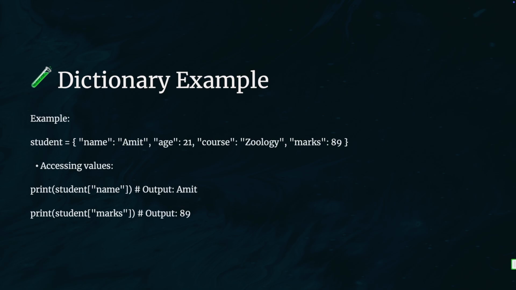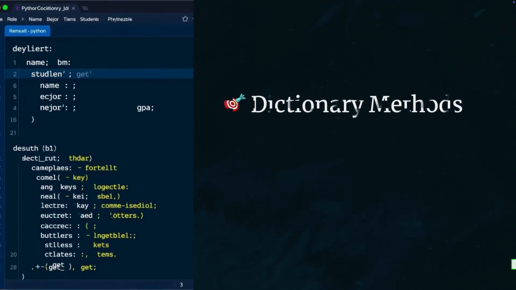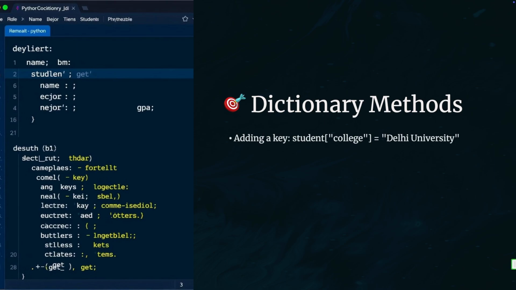Okay, cool. So dictionaries are not fixed, right? You can change them up. Oh, absolutely. That's one of the great things about them. They're dynamic. Let's say we have that initial student dictionary, but then we learn Amit's college. How would we add that in? So it would be student square brackets, college square brackets equals Delhi University. Boom, just like that. Python adds that key value pair right in there. No problem. So easy.